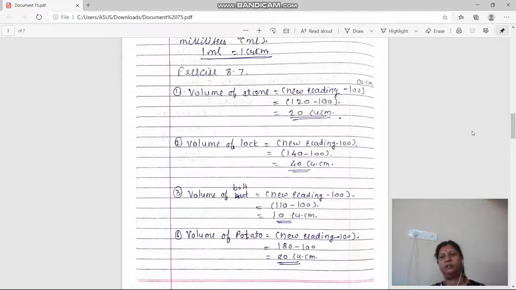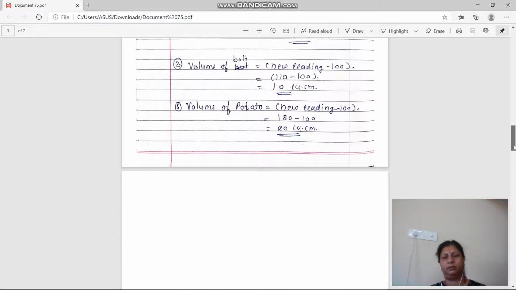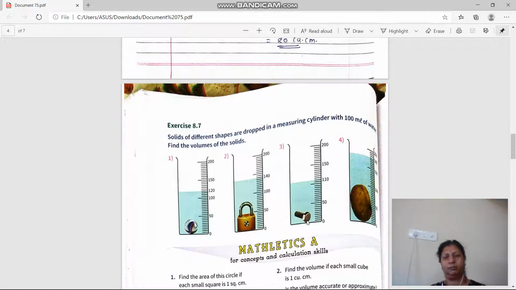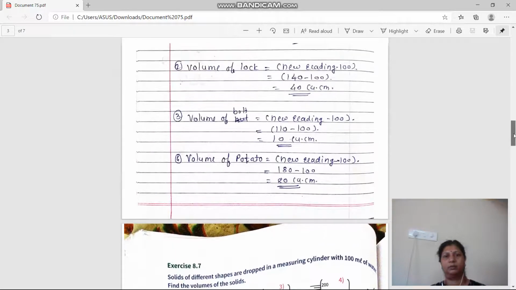So see here, this is bolt and this is potato. Okay. So volume of bolt is equal to new reading minus 100. So what is the new reading? 110. So 110 minus 100 we get 10 cubic centimeter. Get it? So volume of potato is equal to new reading minus 100. So 180 minus 100 we get 80 cubic centimeter.